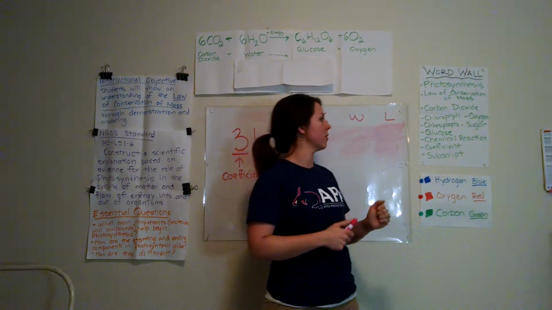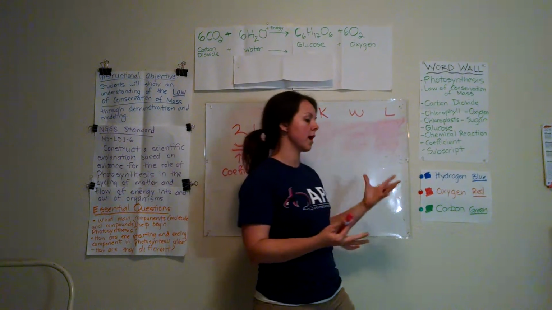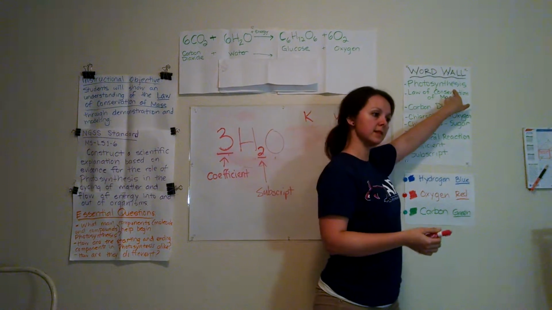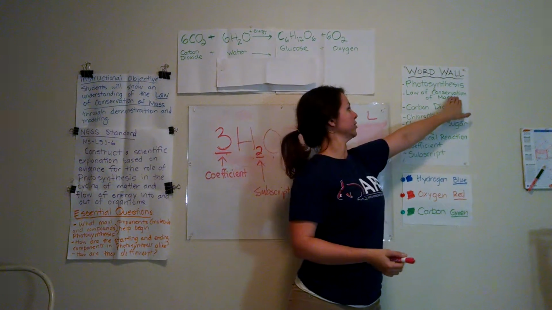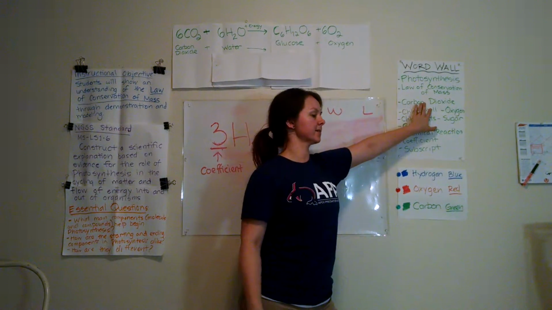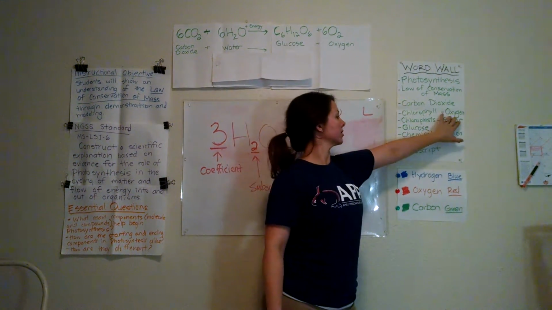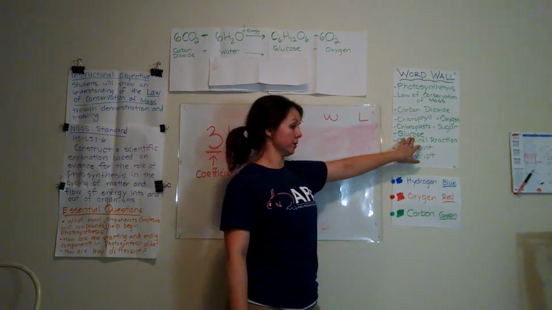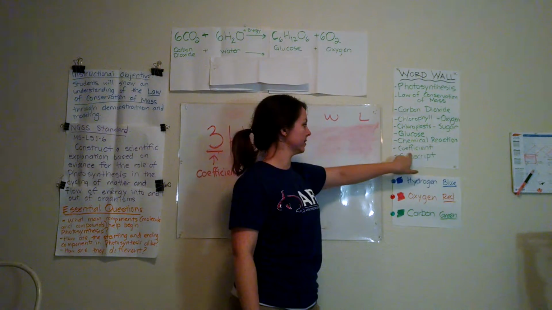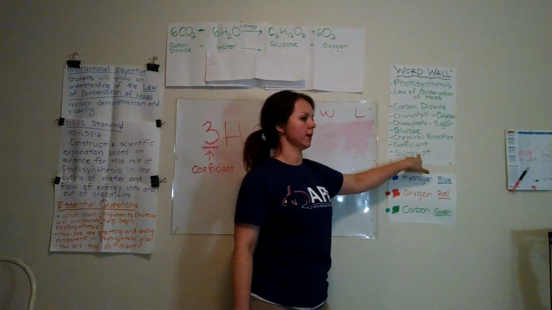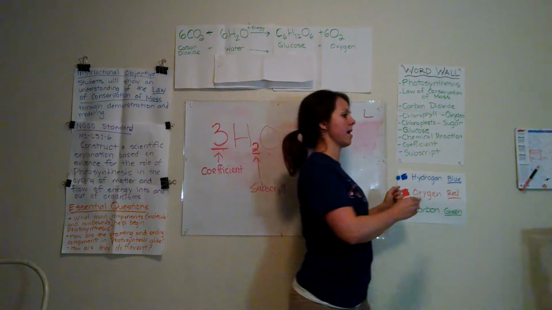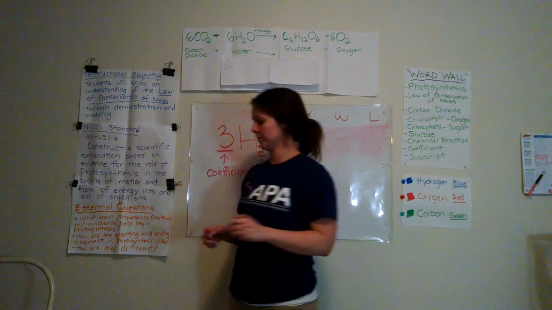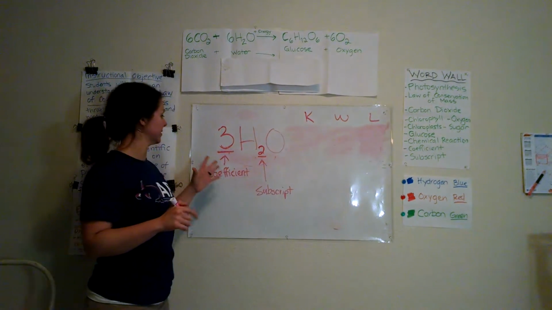So if we go over some of what our vocabs were, front-loading this unit, we have photosynthesis, law of conservation of mass, carbon dioxide, chlorophyll, oxygen, chloroplasts, sugar, glucose, chemical reaction, coefficient, and subscript. Now, some of you guys may have been under the confusion of the difference between coefficient and subscript, so hopefully this clarifies it a little bit.